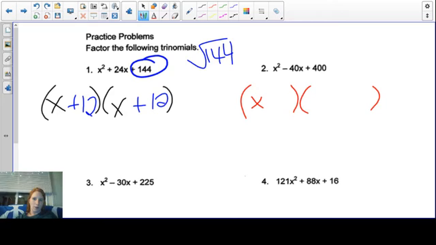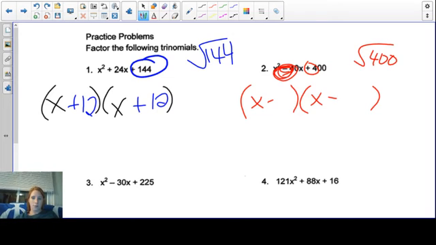So I have x and x. This time I have a negative here, so we're going to have minus minus. The reason being is negative times negative is positive, but negative plus negative will give me a negative here. So what's the square root of 400? Good, 20.